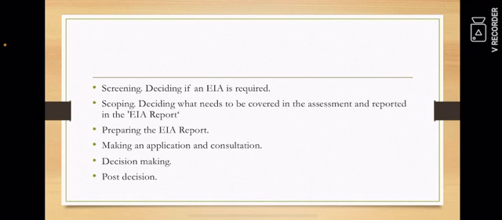The first one is screening. In the screening step, it decides whether EIA is to be carried out or not. The next one is scoping. In this step, we determine which are the most critical issues to study, and it will involve community participation to some degree. Then consideration of alternatives, then description of the project.